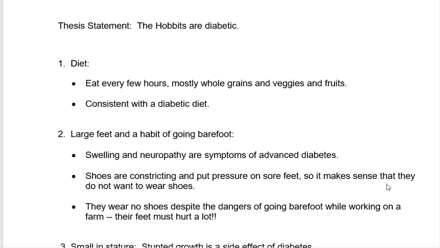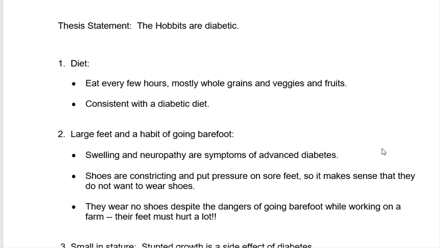Now I'm going to look at them physically, and the first feature that really stands out is that they have very large feet, like strangely, abnormally large feet, and oddly, they have a habit of going barefoot. So I need to look into that. Well, looking at my medical resources: swelling and neuropathy. Neuropathy means having nerve pain and also, oddly at the same time, having a lack of feeling. Both of these are symptoms of advanced diabetes.